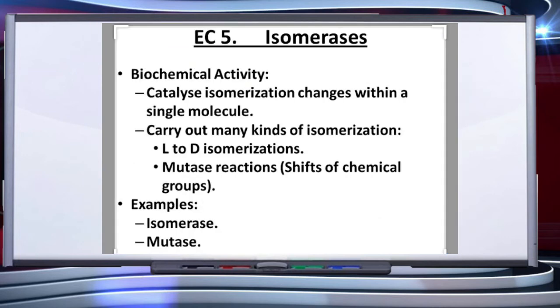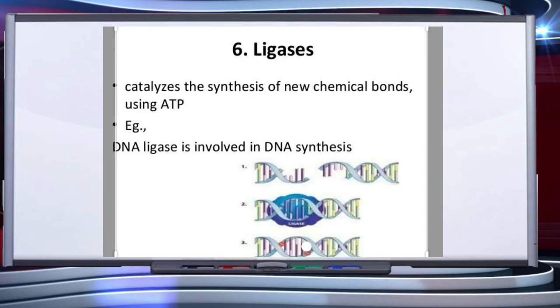The fifth class of enzymes is isomerases. It includes all enzymes catalyzing interconversion of optical, geometric or positional isomers. The last class of enzymes is ligases. These are enzymes catalyzing the linking together of two compounds, for example, enzymes which catalyze joining of carbon-oxygen, carbon-sulfur, carbon-nitrogen and phosphorus-oxygen bonds. DNA ligase is involved in DNA synthesis.